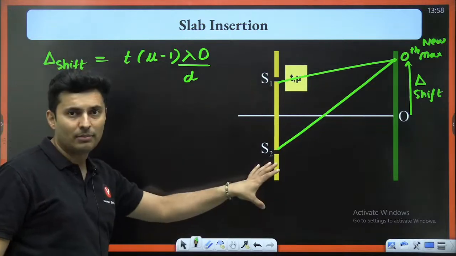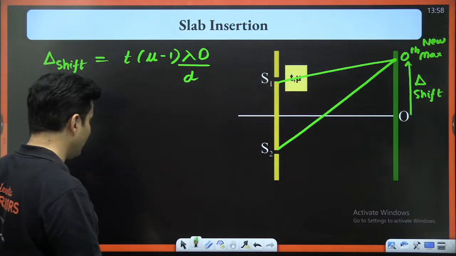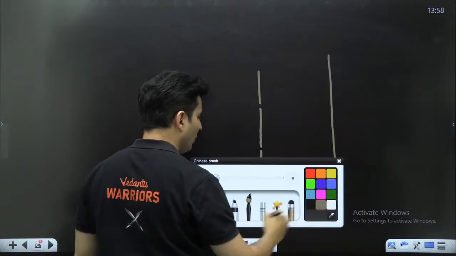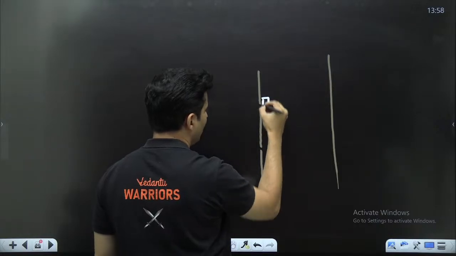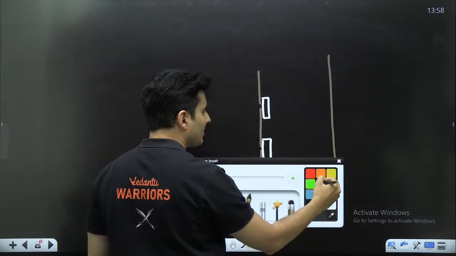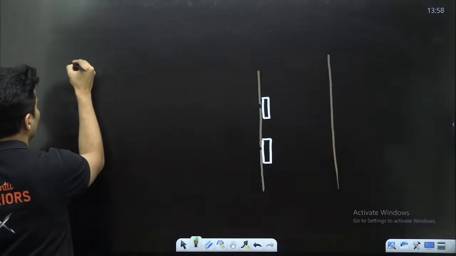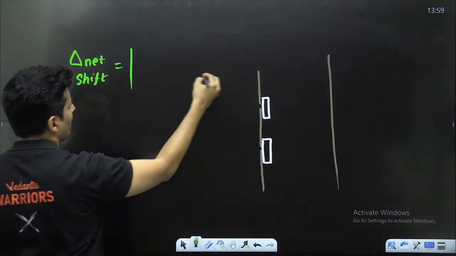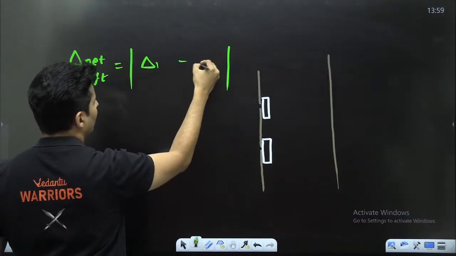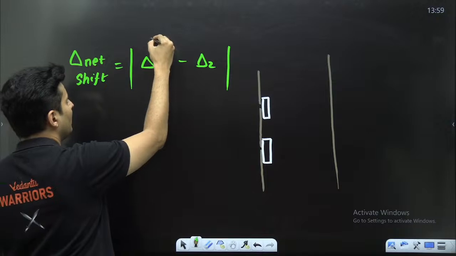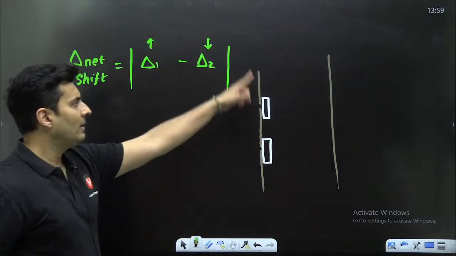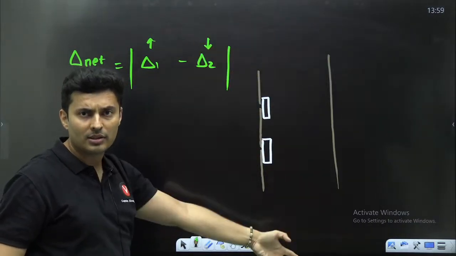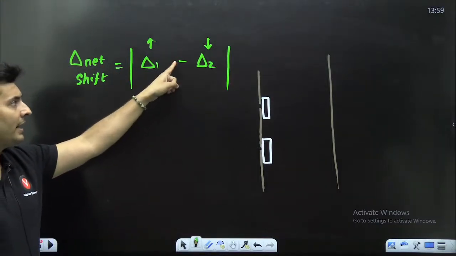Please remember, if there are two slabs, then each slab will produce shifts in two different directions. Say for example you have two different slabs, one slab here, one slab here. The net shift which will be produced will be the modulus of shift 1 and shift 2, the difference, because each shift will try to shift it in the other direction. This guy will shift it here, this guy will shift it here. Effectively, there might be no shift also, or some shift either this way or that way. So be careful, do not add it, it is subtracted.